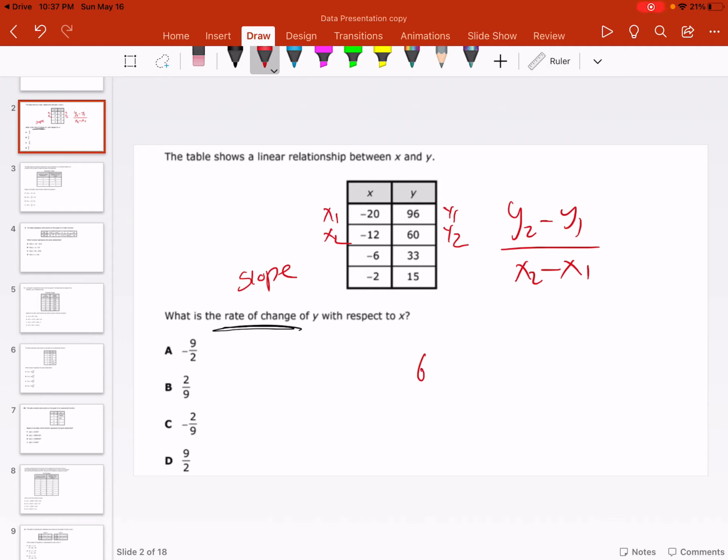Or you can do it by hand, like 16 minus 9 is 6 over what? Negative 12 minus negative 20. If you make a mistake, I believe your mistake is going to be about this part, okay? So that's it. Just put this into the decimals and you can do it.